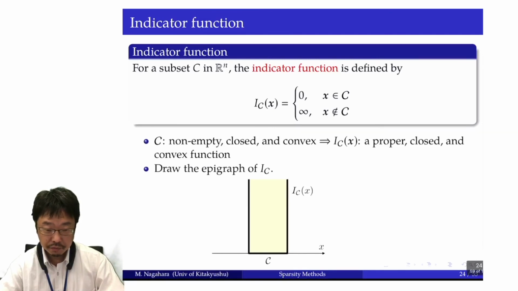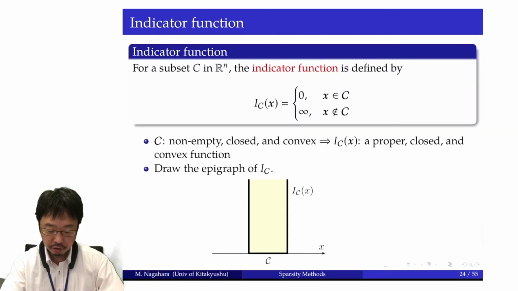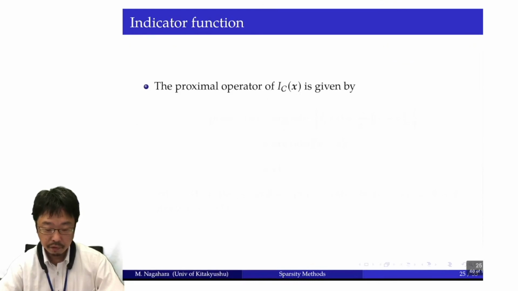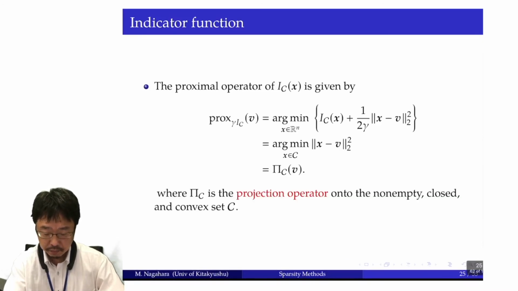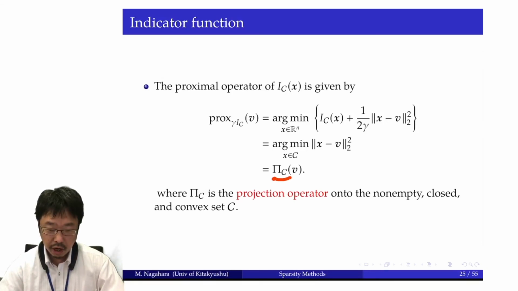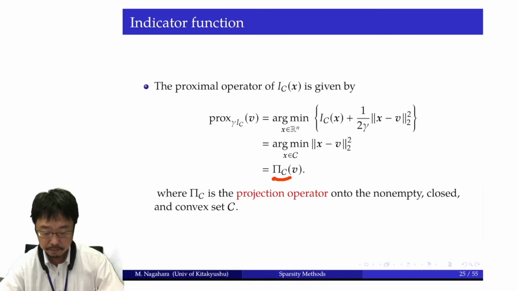This is a graph of an indicator function on C. The proximal operator of indicator function I_C is given by this, where pi C is the projection operator on the non-empty closed and convex set C. We now understand that the proximal operator of an indicator function on C is a projection operator to C.